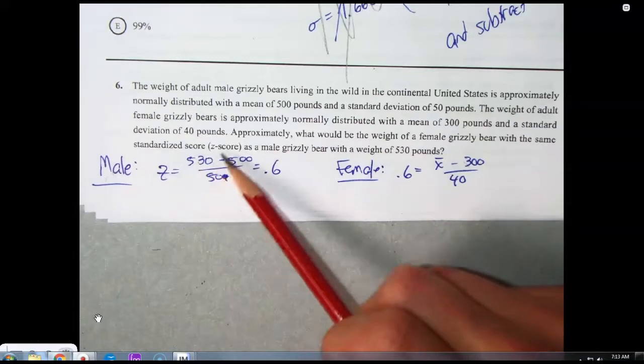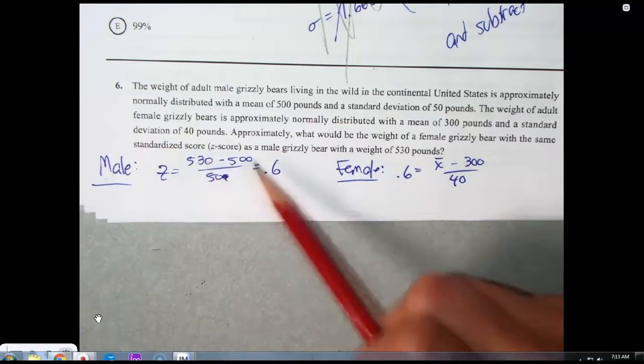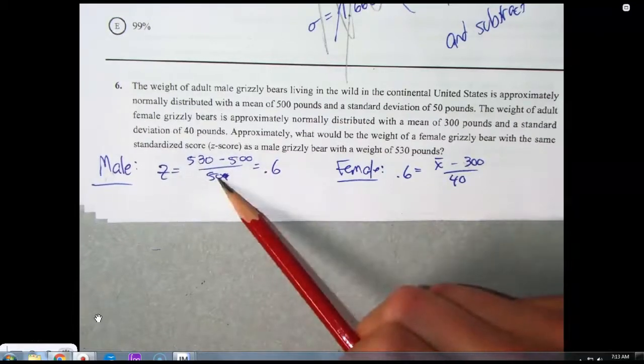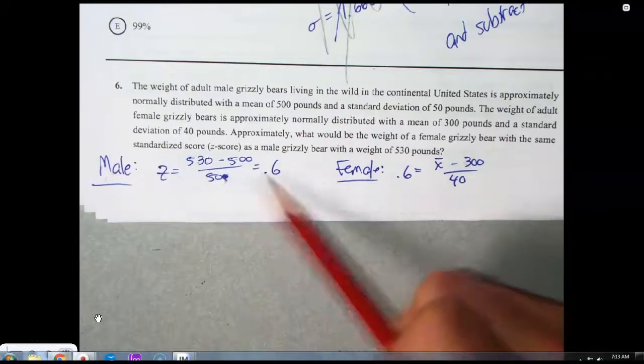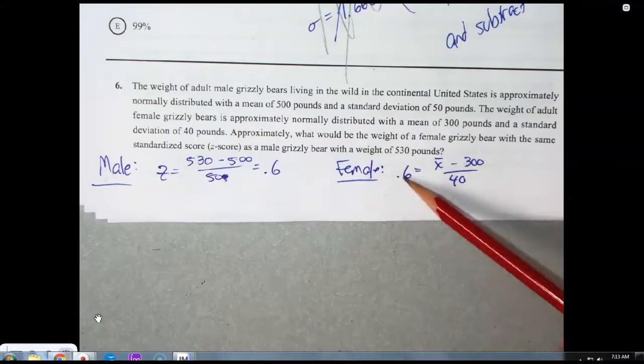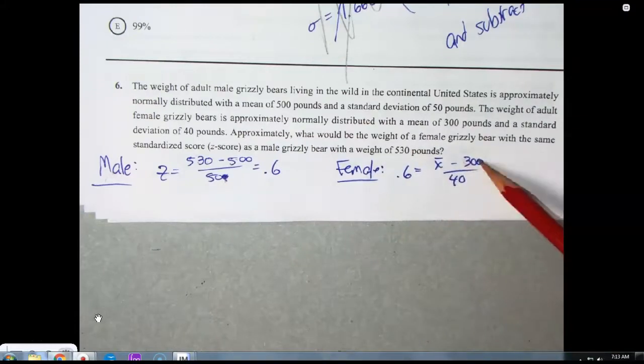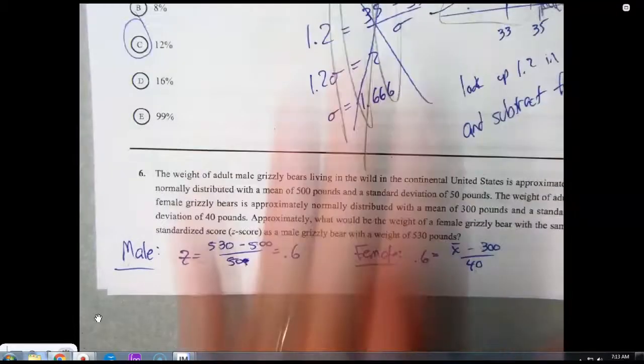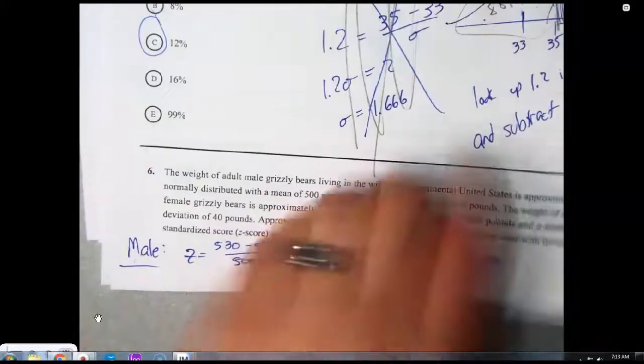Okay. The male was 530 pounds. The mean was 500. The standard deviation was 50. That 0 was crossed off. And then the z-score is 0.6. Okay, so for the female, we want the same z-score. So 0.6 goes there. We're looking for their weight, their mean, standard deviation. Then we can do our algebra on this one. And it gets the answer, so it's 324.